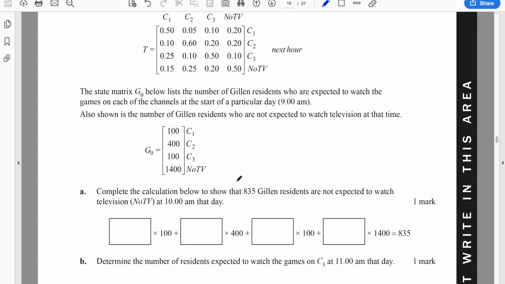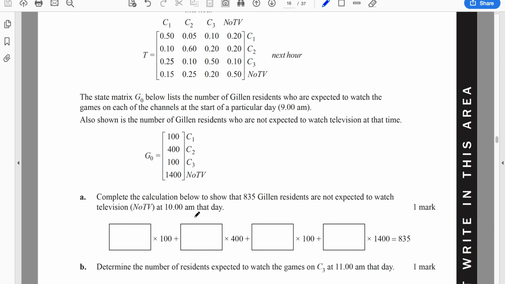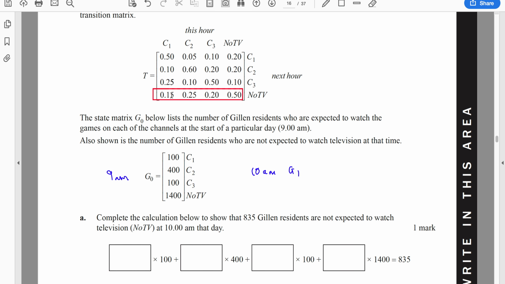The first part is to get us to understand how this transition matrix is working. In other words, what calculation would need to be done to get the no television at 10 o'clock. So in other words, this is G0, which is 9 a.m. So 10 a.m. is going to be G1. So the very next transition from this first one. Now we want no TV. So in other words, we want to be looking at this row here. This row here is showing us what percentages from each of the channels for the next hour are moving across or transitioning across to no TV.